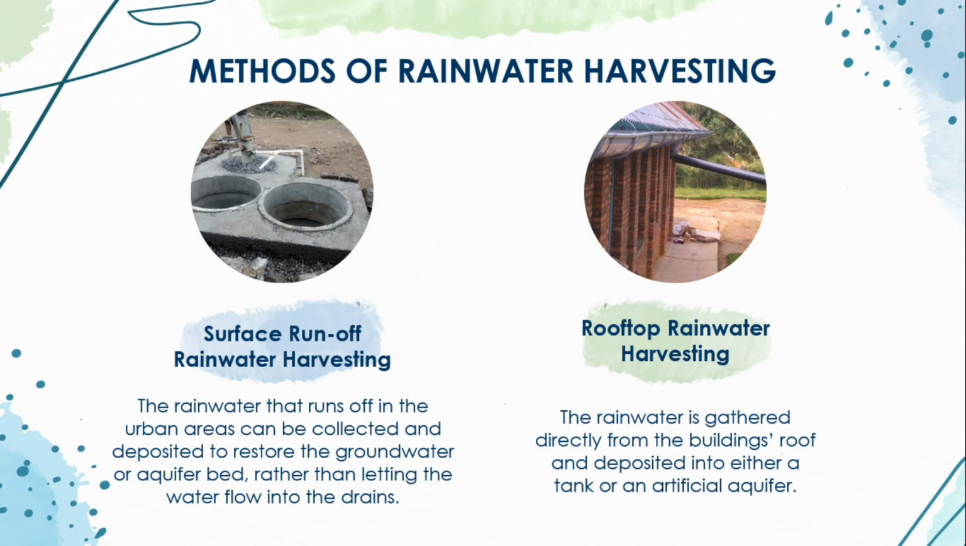The second one is the rooftop rainwater harvesting. The rainwater is gathered directly from the building's roof and deposited into either a tank or artificial aquifer. So, yung method na rooftop na to, ito yung mga kadalasan na ginagawa, dahil mas madali mag-collect ng water from above. And itong method ng collection nito ay maaari mong gamitin sa pag-inom, pagluluto. Siyempre, kailangan nyo ng matinding pag-filter.